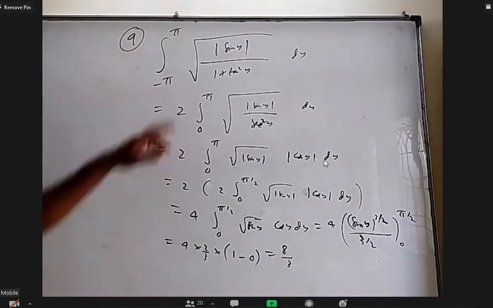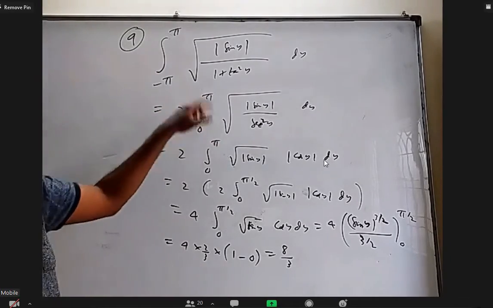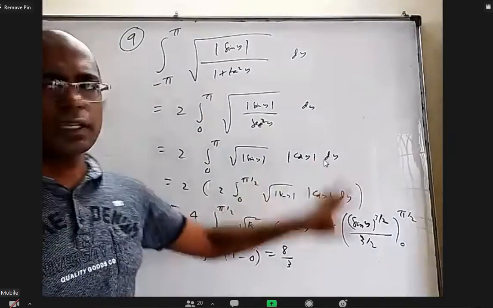Okay, so right in the beginning I have done minus pi to pi is 2 times 0 to pi, next 0 to pi is 2 times 0 to pi by 2, and for this, neatly, this is the derivative.